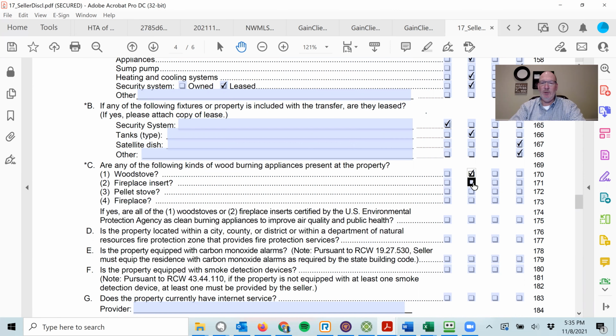We don't have a wood stove. We do have a fireplace insert. We don't have a pellet stove and we don't have a fireplace. Maybe you don't have an insert, but you do have a fireplace, right? That could be a scenario. Depends on what they have.